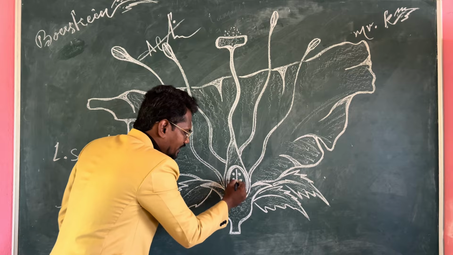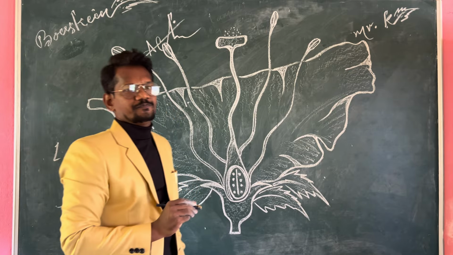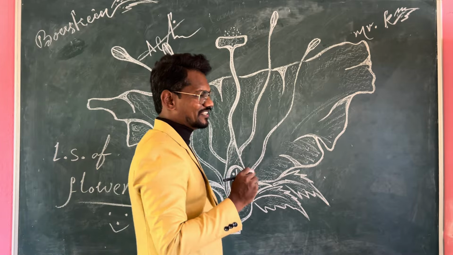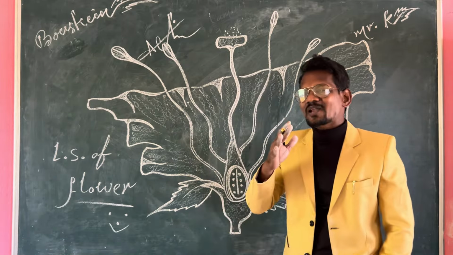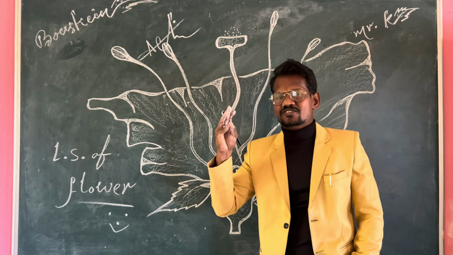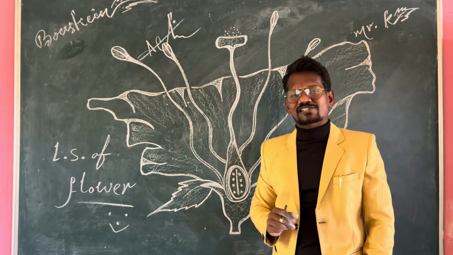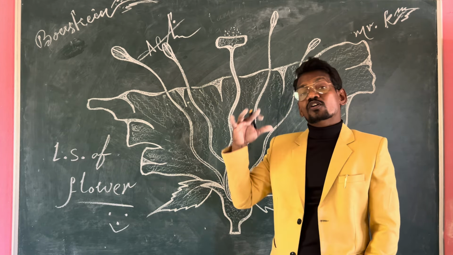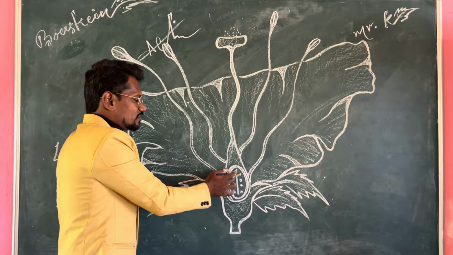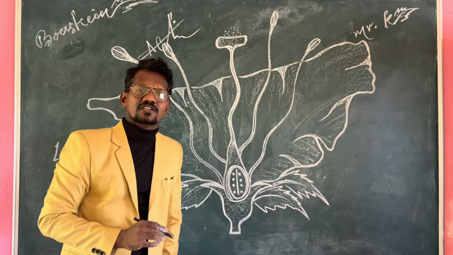Inside the ovary, special structures are arranged. These are called ovules. Ovules are arranged inside the ovary. This arrangement of ovules in an ovary is known as placentation. We have different types of placentations: marginal placentation, parietal placentation, axial placentation, free central placentation, etc. About all these, in one more video I shall explain to you. So placentation, in the sense, is an arrangement of the ovules inside the ovary.